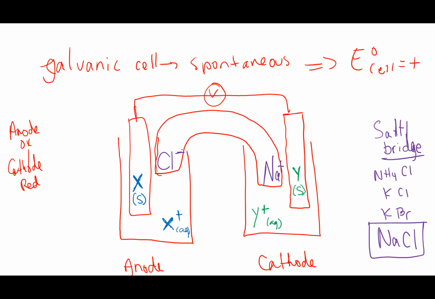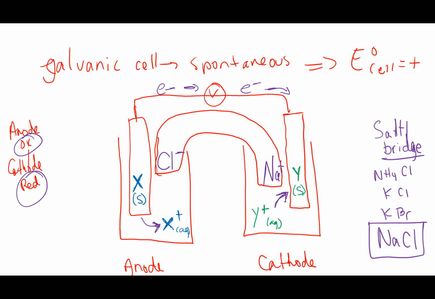Now, the last thing to label this cell is the direction of ions and, of course, my direction of electrons. Electrons always go from anode to cathode. So my electrons are going from anode to cathode, left to right, clockwise. And anode is oxidation, which means it's losing electrons. Cathode is reduction, which means it's gaining electrons. The reaction at the cathode would look like this. And the reaction at the anode would look like this.